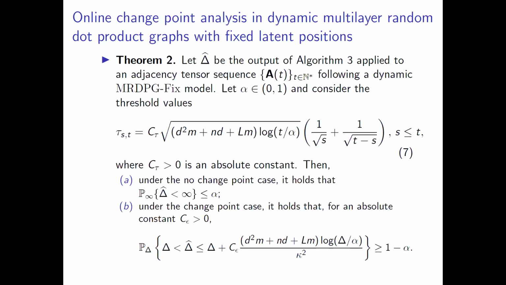There are some assumptions that we can make, and here is the theorem. Under some choices of tuning parameters, we can guarantee that the online detection algorithm will have the desired type 1 error control. Also, with high probability, we will raise an alarm between the change point and the change point plus something. So we have a guarantee that within a frame of time after the change point, we will raise an alarm with high probability if there is a change point. And if there is no change point, we will, with high probability, not raise an alarm.